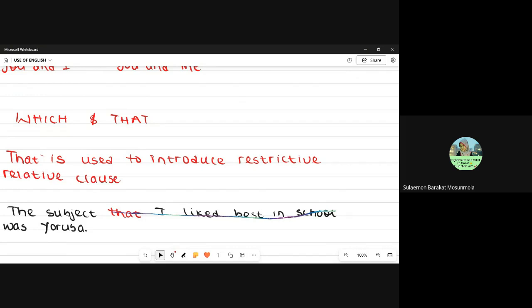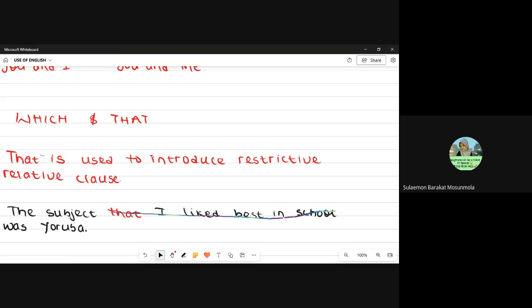That means that when you use that, it is used with a restrictive relative clause. It introduces a relative clause that you cannot remove. If you remove it, it will change the meaning of that sentence entirely. Now, when we say a non-restrictive relative clause, you use which. Use which for a non-restrictive relative clause.